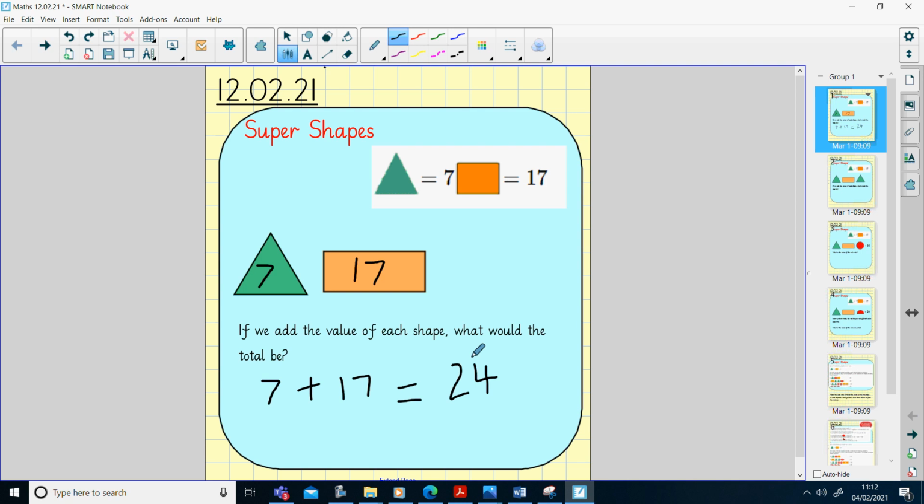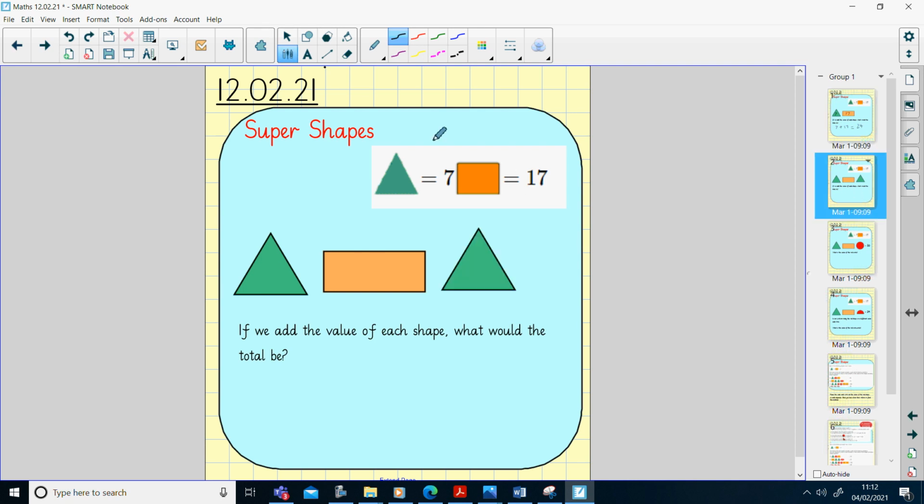Okay, so let's have a look at another one. Remember, the green triangle doesn't change and neither does the rectangle. So this green triangle will be worth 7 and so will this one. The orange rectangle is still worth 17. So the total of the pattern shown is 7 add 17 add 7. And today you're going to be using your mathematical knowledge to work out the most efficient way to add those numbers together. So I'm going to do my 7 add 7, which is 14, and add that to my 17.